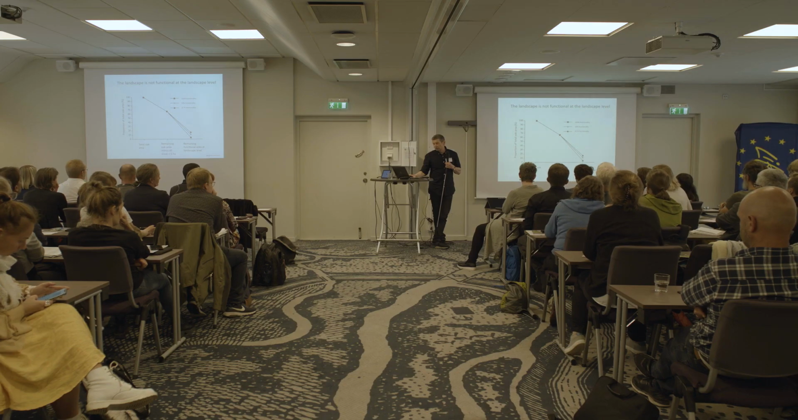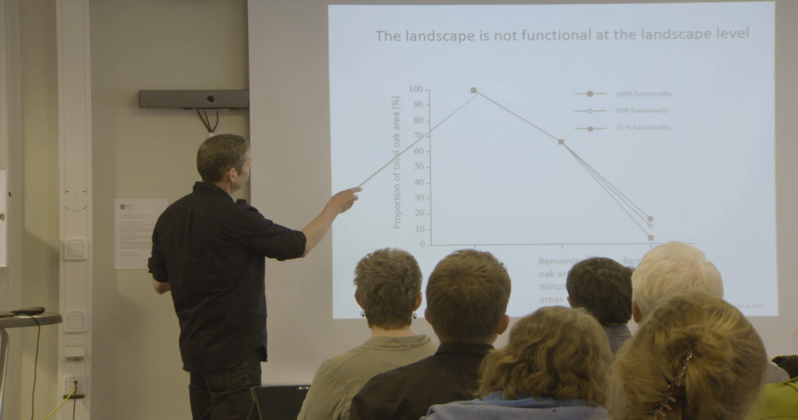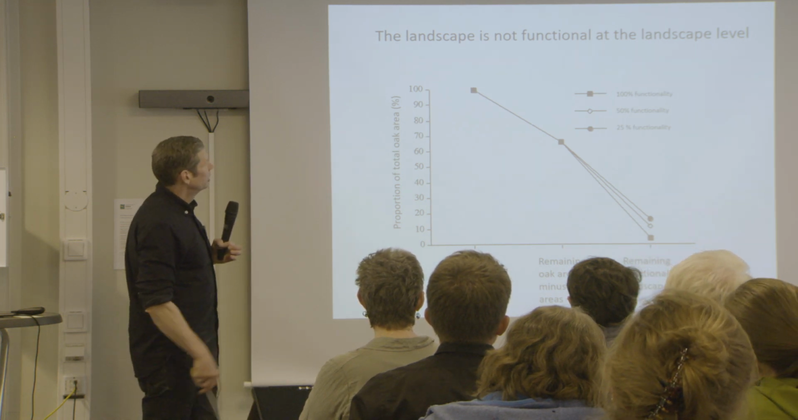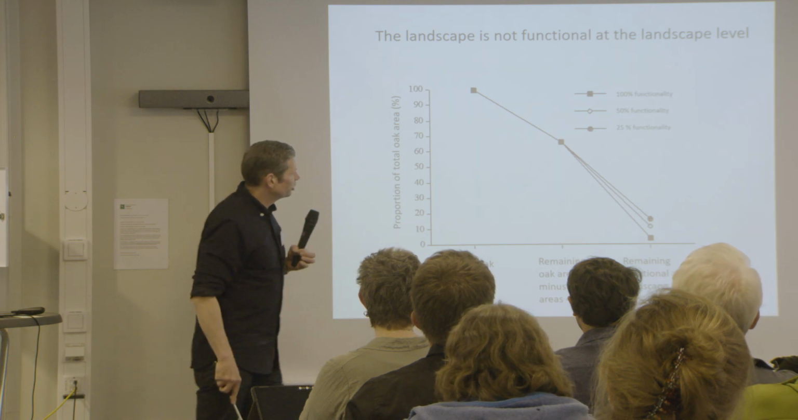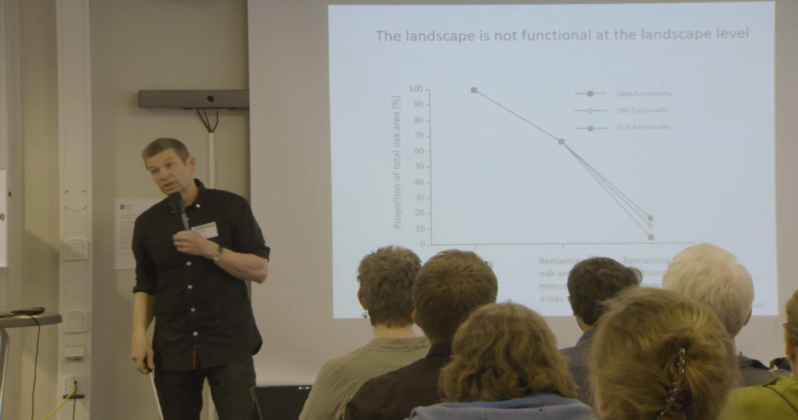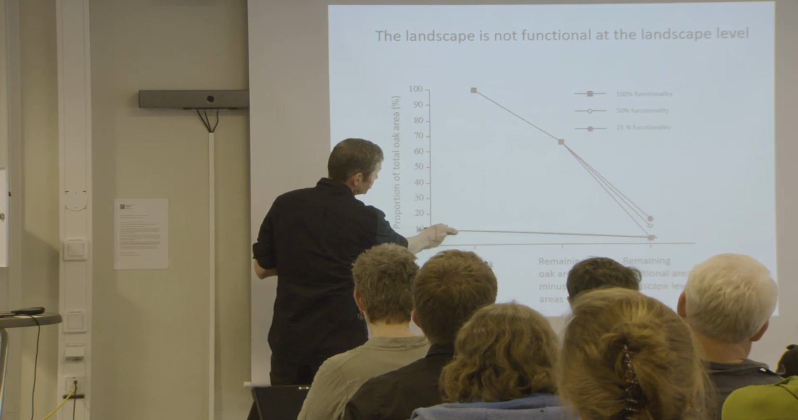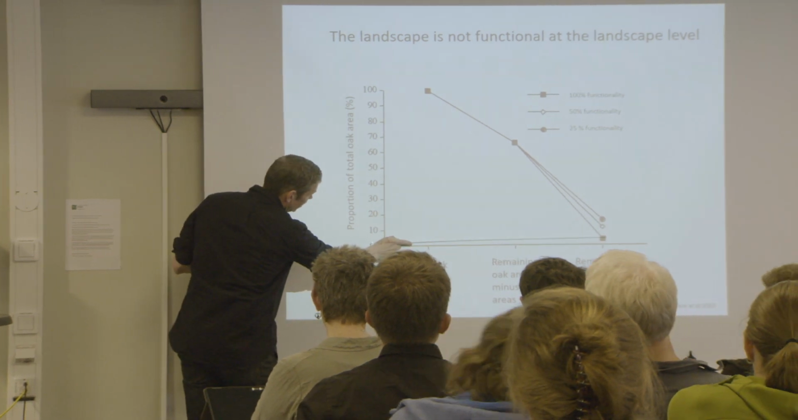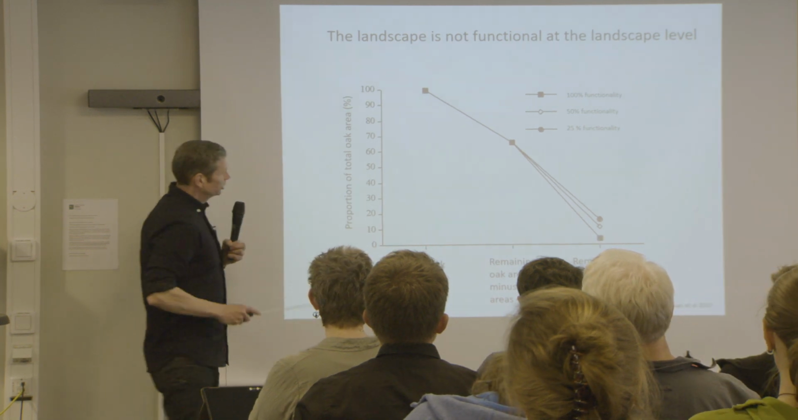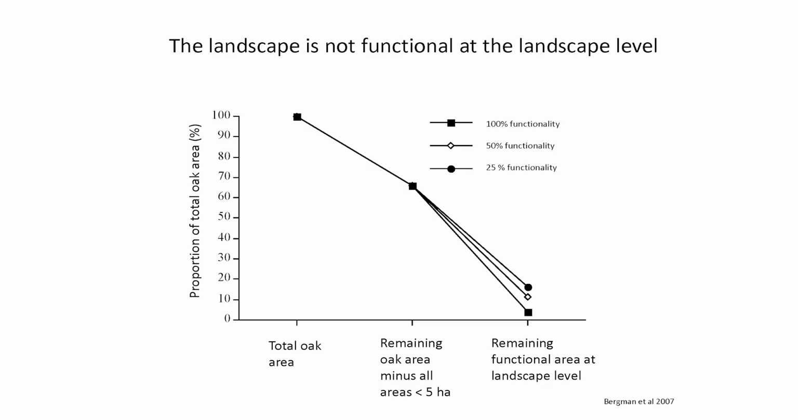So we did a check on the landscape here in Östergötland, and we could see that we have total oak area here, 100% of the oak area. If we take away all the oak areas that are less than 5 hectares, we are down here. We have 60% of the oak areas left then. But if we also take into consideration this larger scale, that at least 125 hectares, then we are down to almost 0. Middle-spotted woodpecker is extinct here in Sweden. We lost it in 1982, and we see the reason why here now.